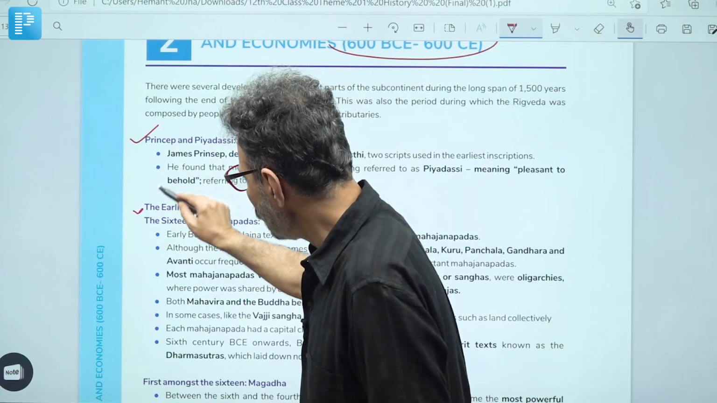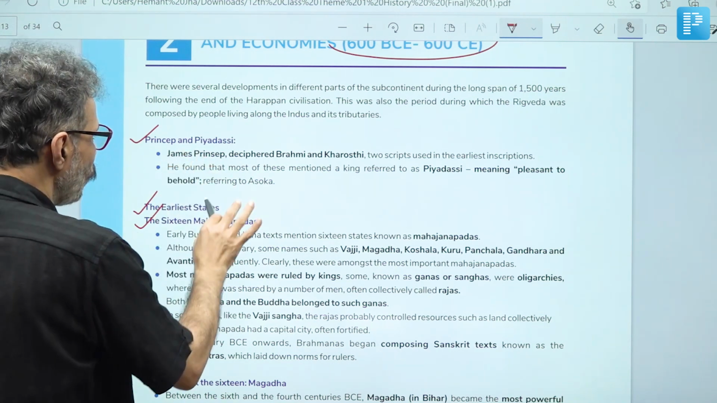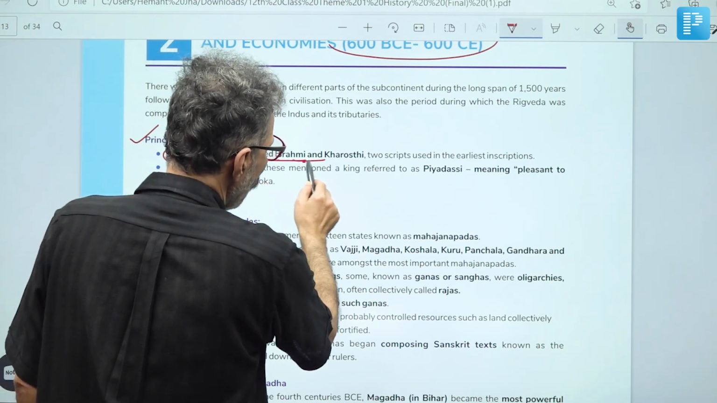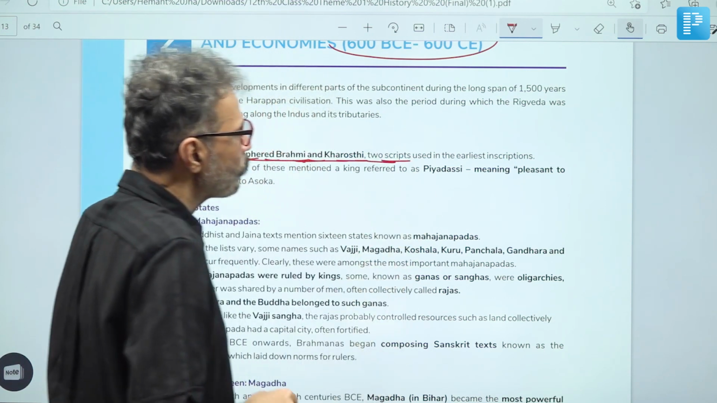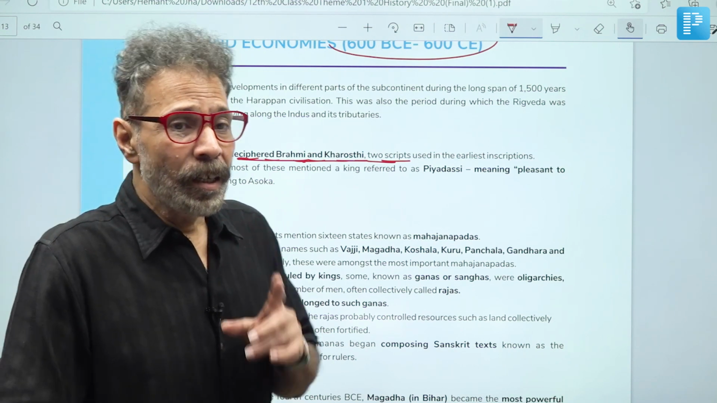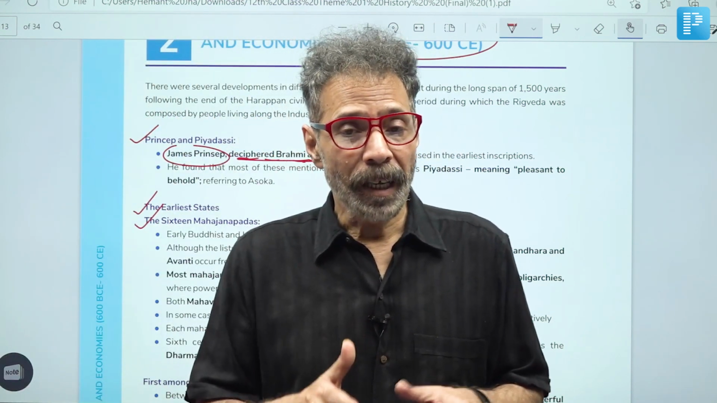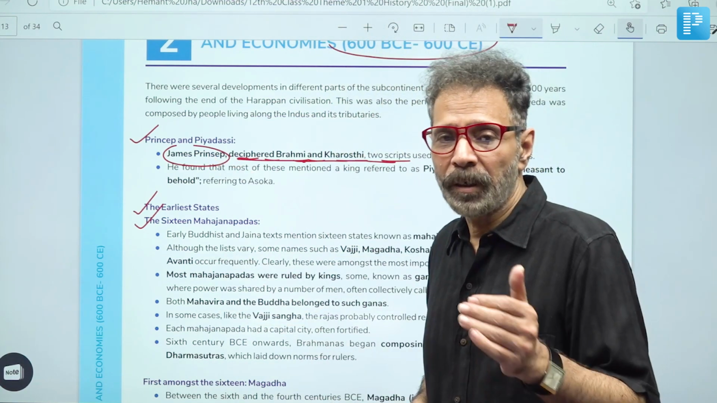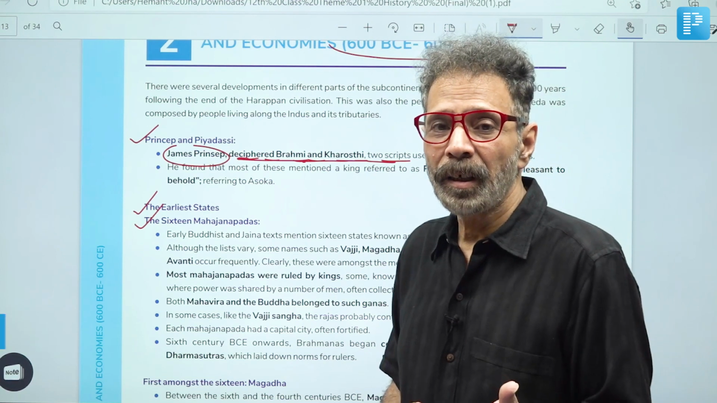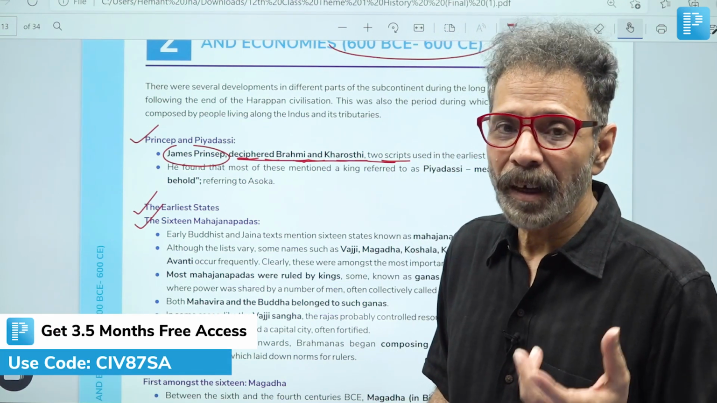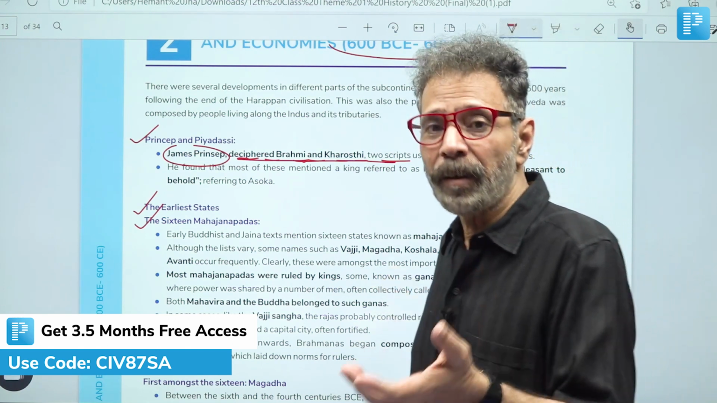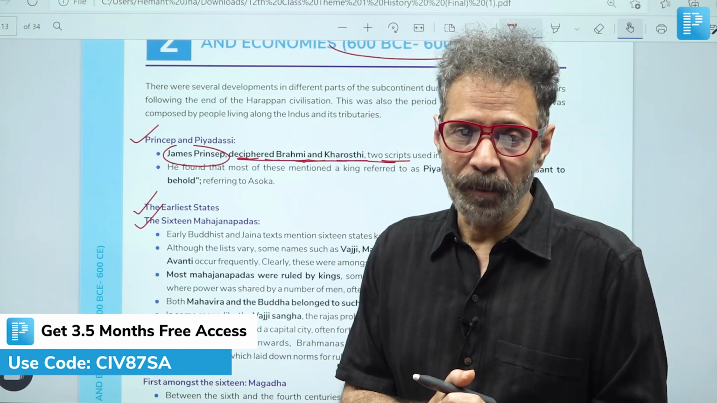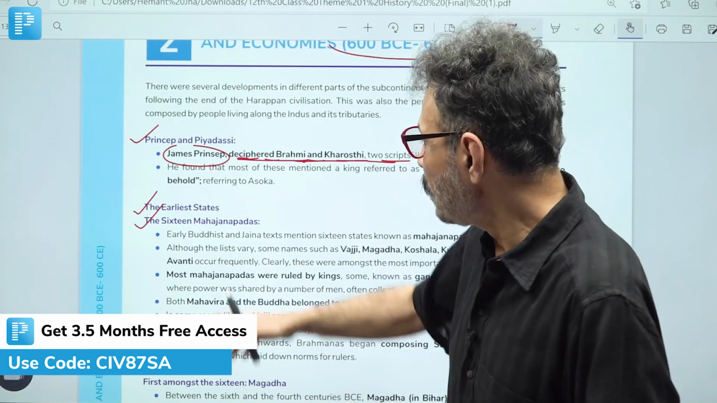The headings, subheadings are there. Important things in bold letters like James Princip, Deciphered, Brahmi, and Kharoshthi, 2 scripts. One thing very significant here, you will find many things what you find in bold have already occurred as the question in the preliminary examination. For example, this one. Who among the following deciphered the Ashokan inscription? This was a question that occurred in the preliminary examination. Who of the following deciphered Brahmi script? This was a question that occurred in the preliminary examination. And the answer of this second is here, James Princip.